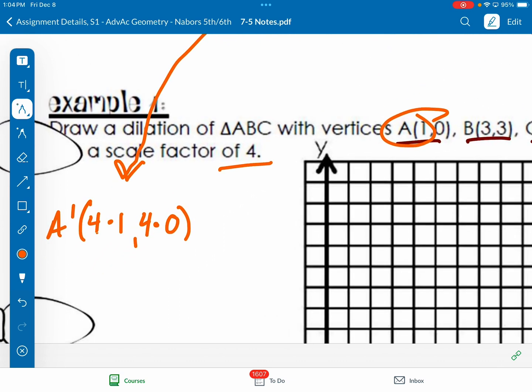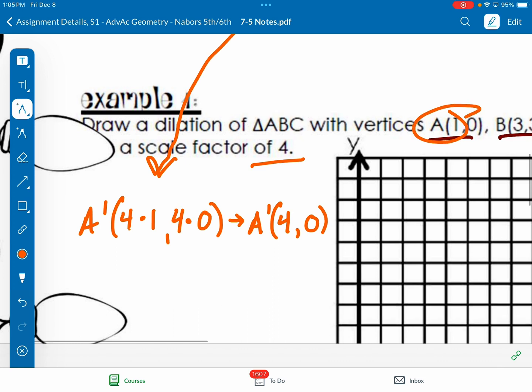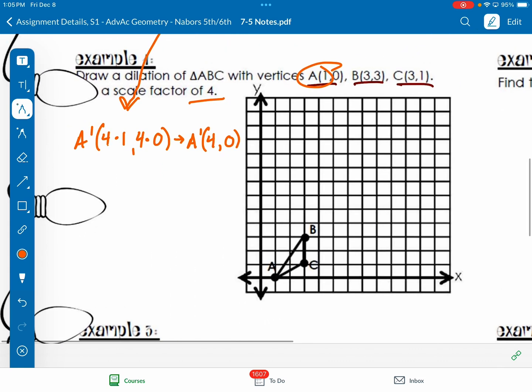So we're just going to multiply the original coordinates by the scale factor, which is 4. Well, let's do 4 times 1, which is what? 4. So the x coordinate's 4. Let's do the y coordinate. 4 times 0 is 0. So my new coordinate is 4, 0. So let's put a dot at 4, 0.